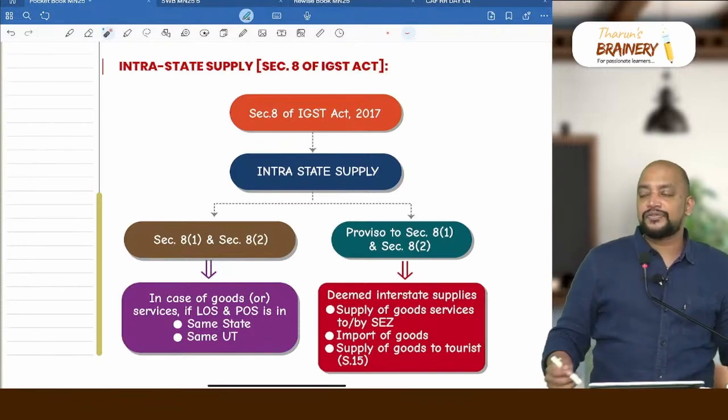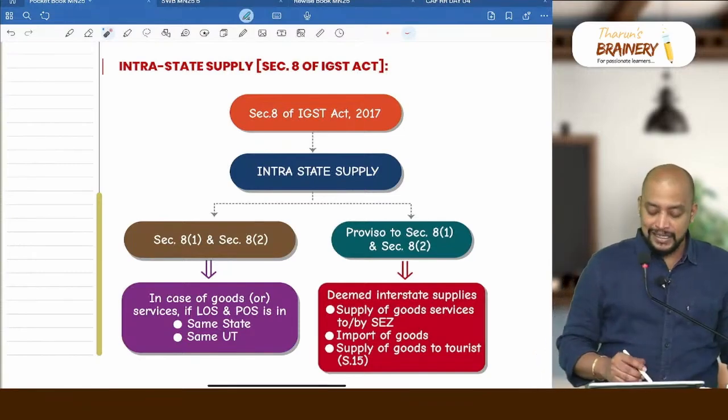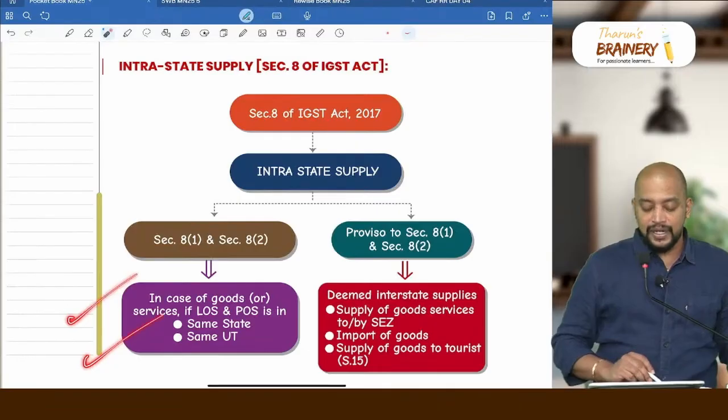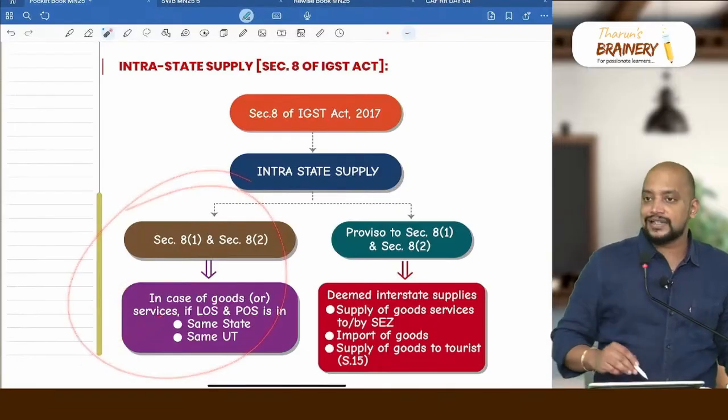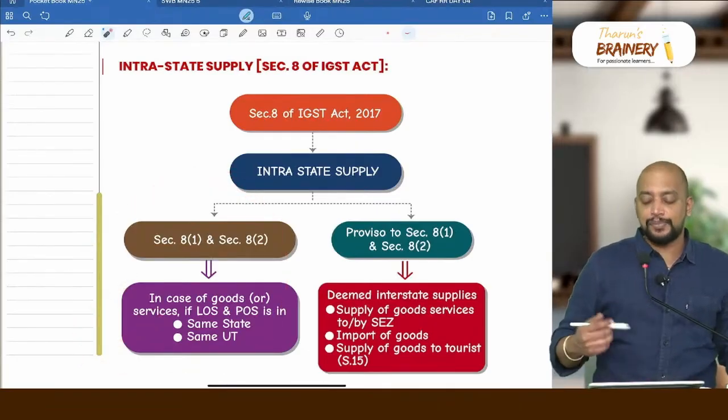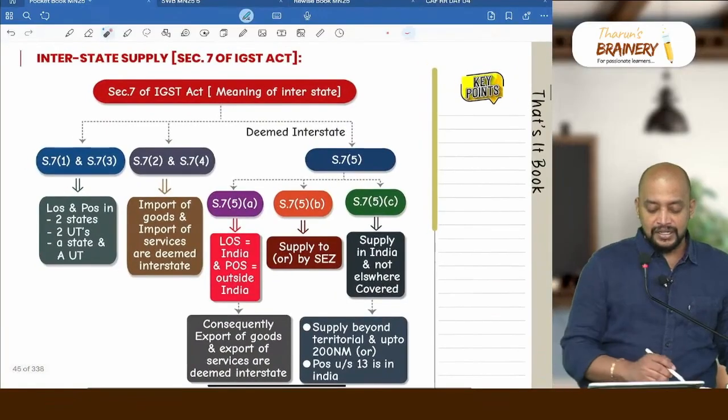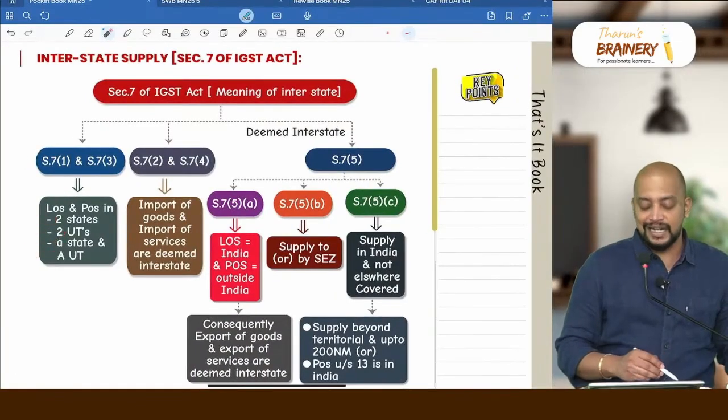What is intrastate supply? If the location of supplier and place of supply is in the same state or same union territory, then it will be intrastate supply. If location of supplier and place of supply is in two different states or two different union territories, a state and a union territory, then it is interstate supply.